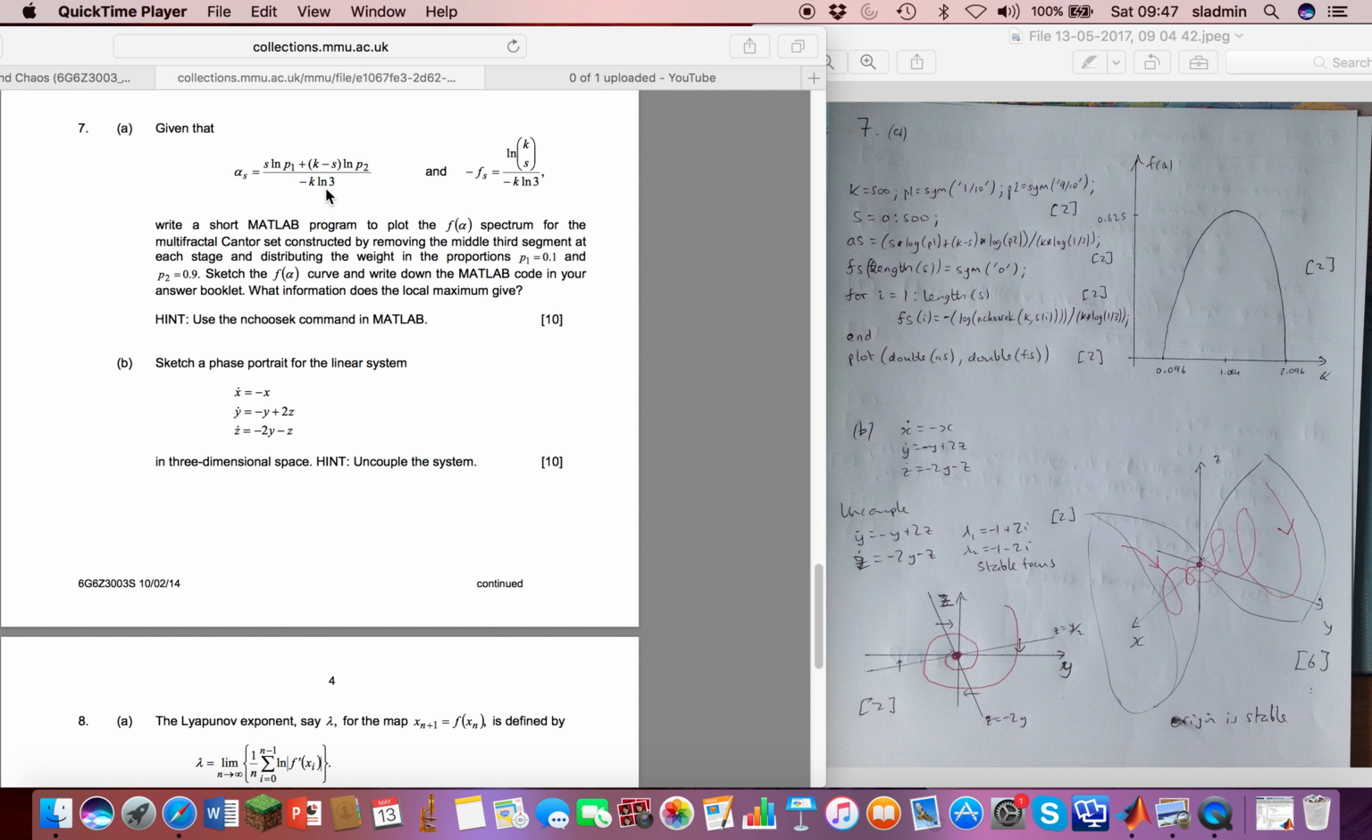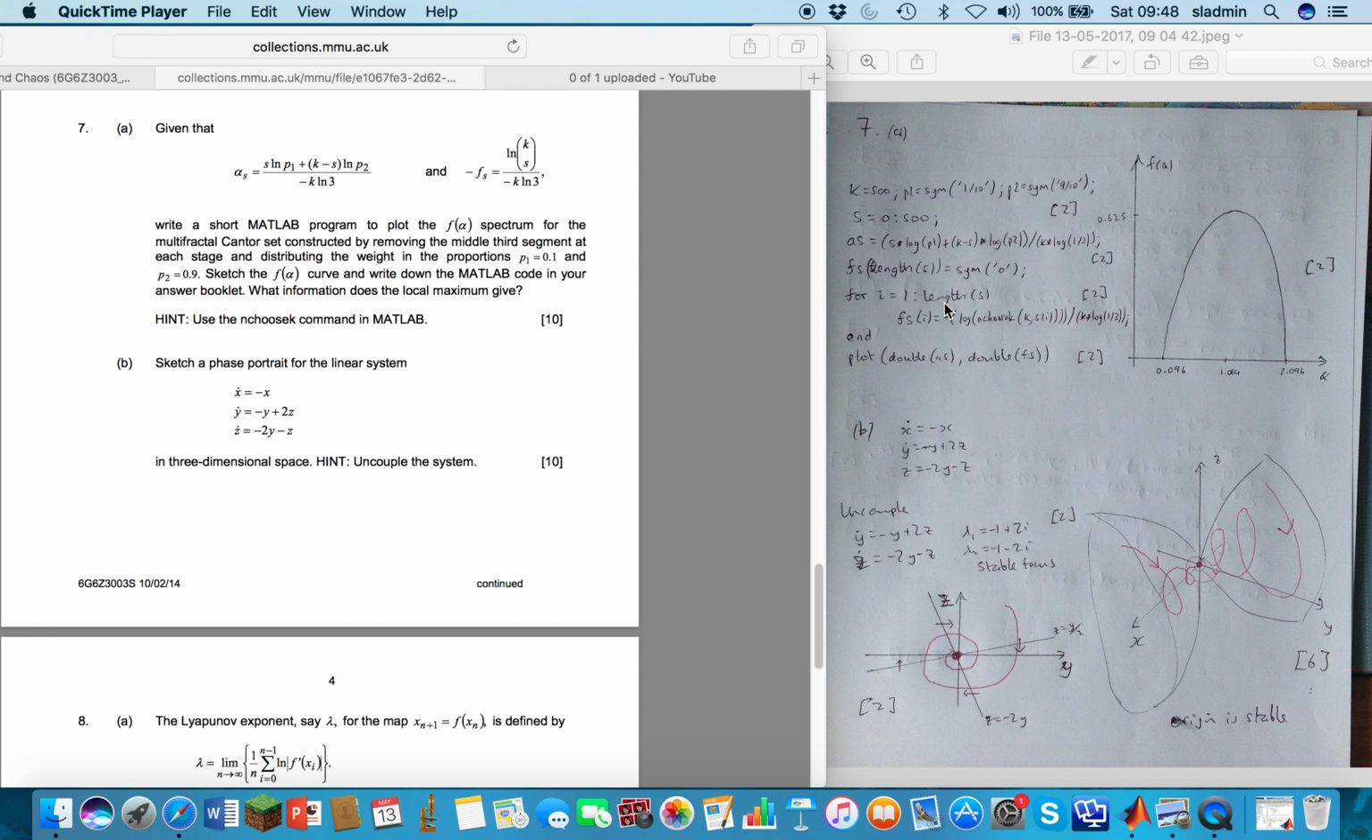S is our parameter. Instead of alpha S, I've put AS. So you can see we've got the formula S times log P1 plus K minus S log P2 all over minus K log 3, which is the same as K log of 1/3. And here's the formula for FS. So to work out this formula, I've got it here.